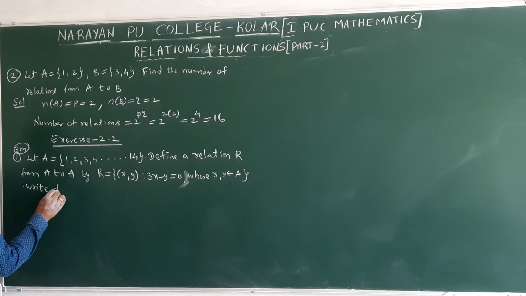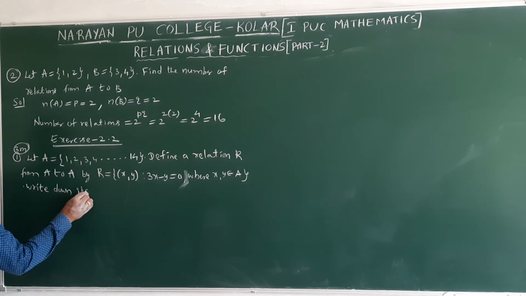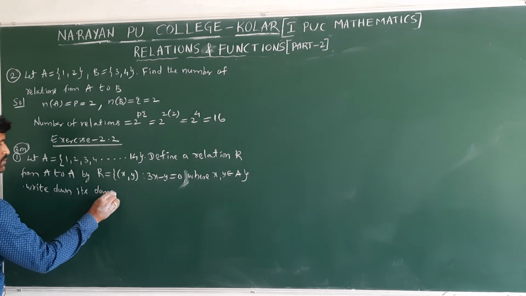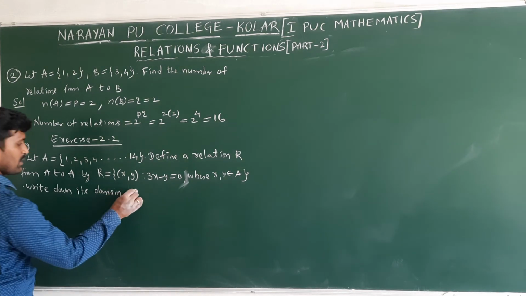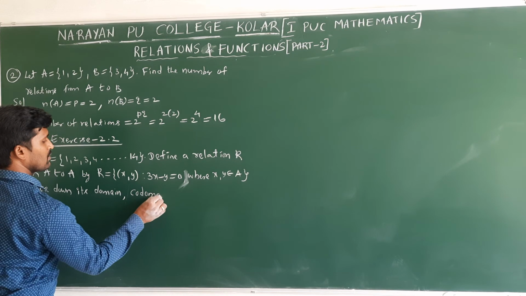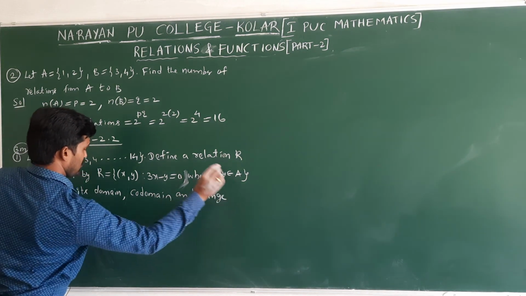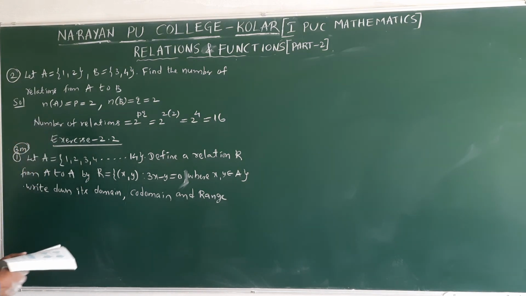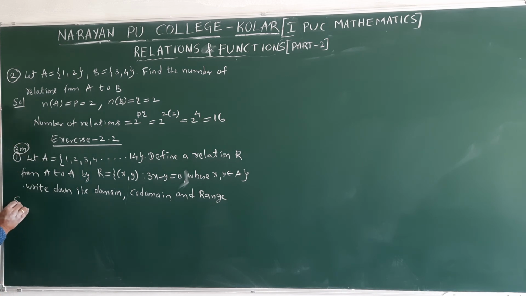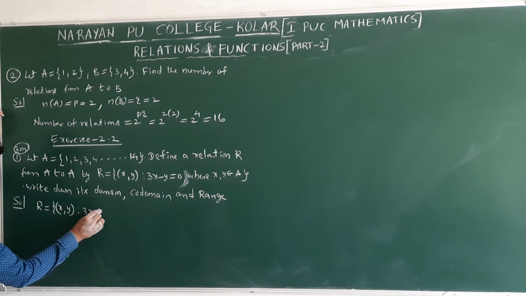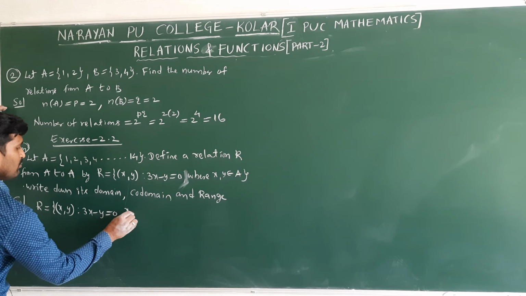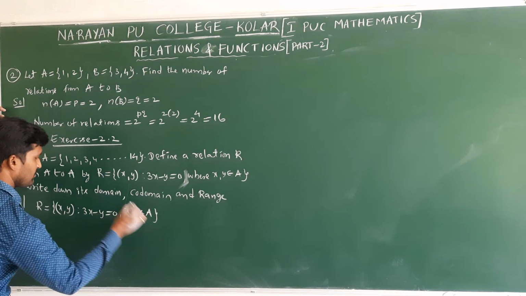Write down its domain, codomain, and range. For domain 1 mark, codomain 1 mark, range 1 mark. Now for that, first we need to write the relation. Capital R, what they have given: x comma y order pair such that 3x minus y equal to 0, both x and y from set A only.